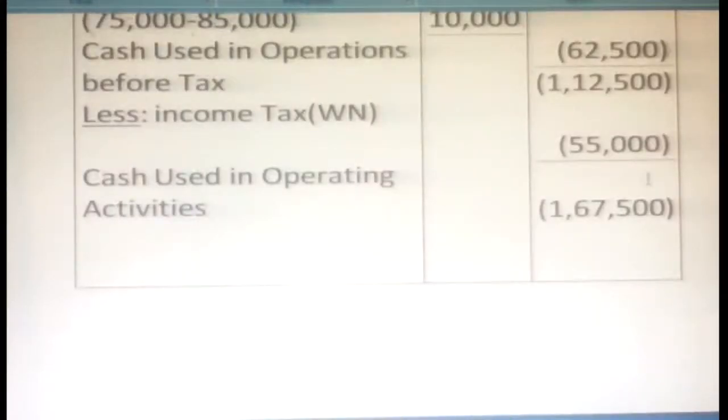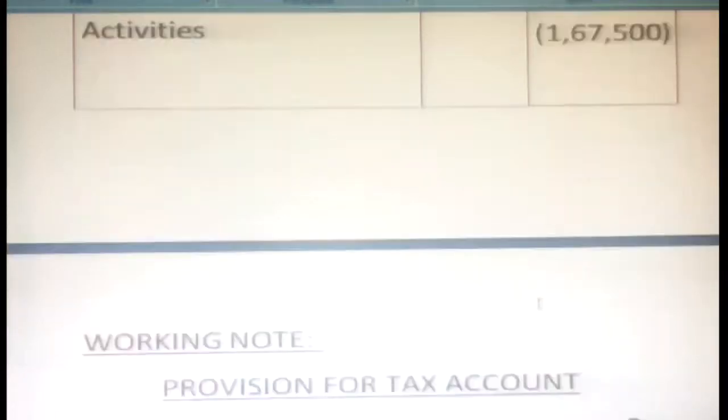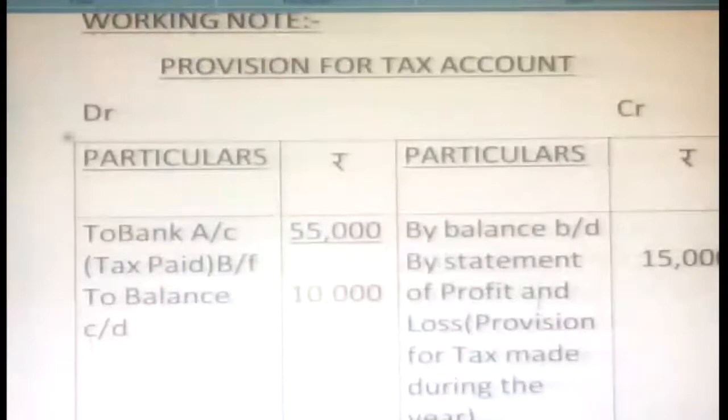See, income tax less. Finally, you get cash used in operating activities 1,67,500. That's why here, provision for taxation account, you should know the format. Okay, how to do it.